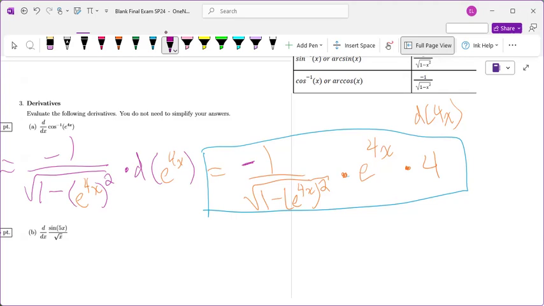So you don't distribute the square on the denominator? It wouldn't distribute, it would just multiply to the 4x. Yes. So we could write it as the square root of 1 minus e to the 8x, but we don't have to.